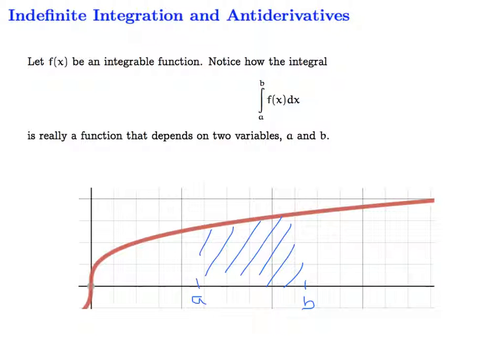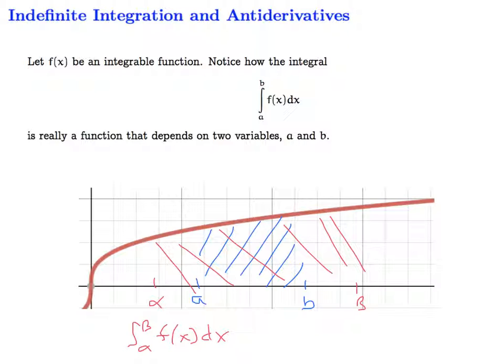If instead we were going to compute the integral from, say, alpha to beta of f of x dx, so we picked different letters, alpha over here and beta over here, well, this is going to be a different area. And so it really does depend on what letters we choose. So what we're going to do is fix one of these and just think about the other one as a variable instead.